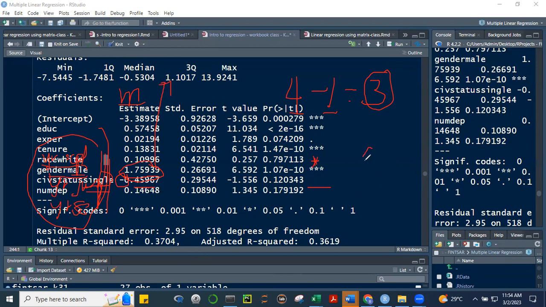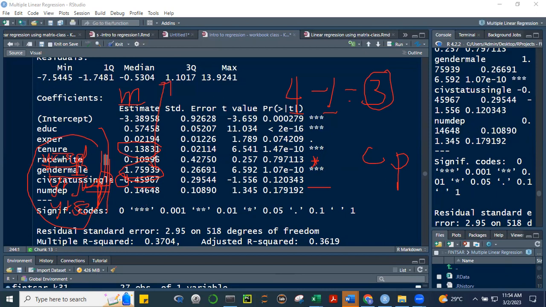So laging may ceteris paribus kasi ibig sabihin nun, you're treating the other variables as constant. Hindi mo sila ini-increase. Ang ini-increase mo lang itong tenure. Pag nag-increase ng 1 year sa tenure, hourly wage will increase by around $0.138, ceteris paribus. Ibig sabihin, the other variables remain the same.